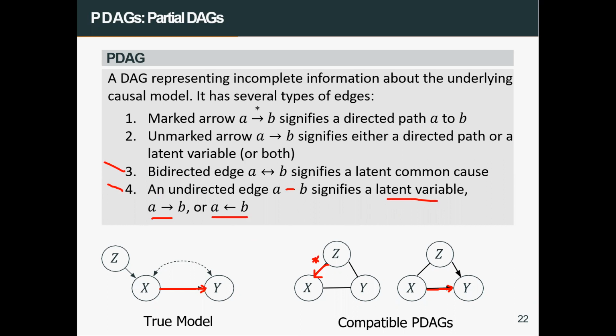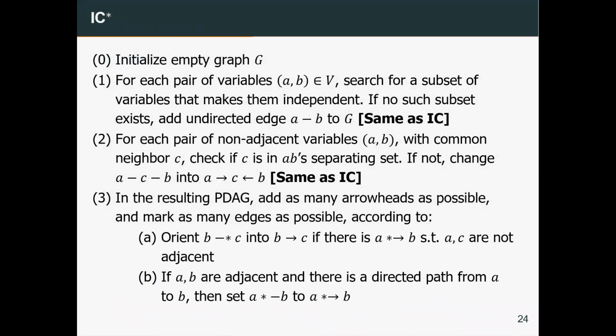Okay. So then this gives rise to the IC star algorithm, which is similar to IC in many ways, but the only real difference is the third step. So all of this is exactly the same as IC. In the third step, in the resulting PDAG that we have, we're going to try to add as many arrowheads as we can and mark as many edges as possible. And these are the 2 rules that we're going to use to do so.